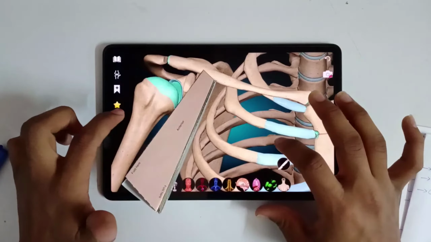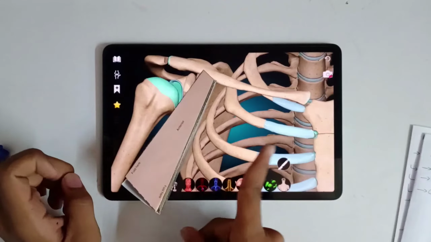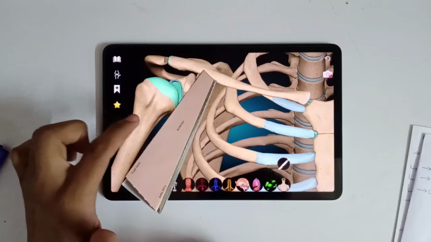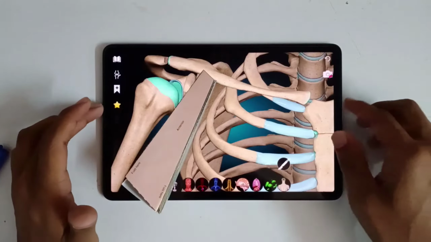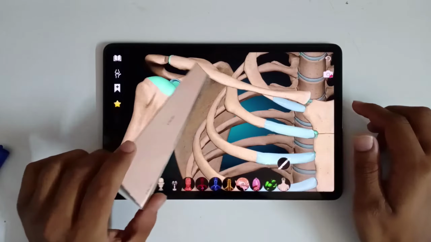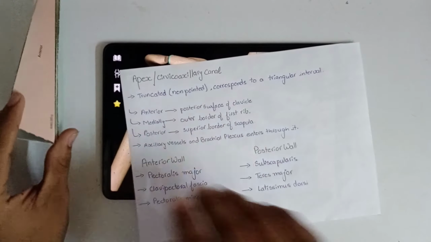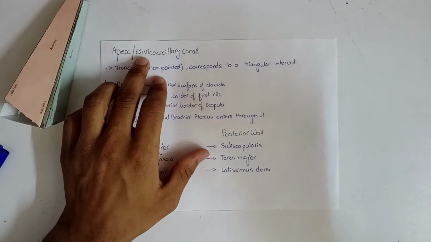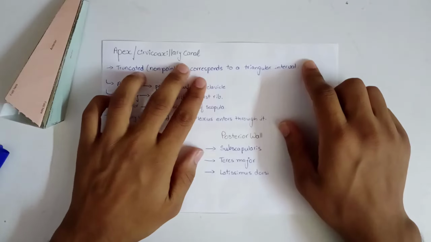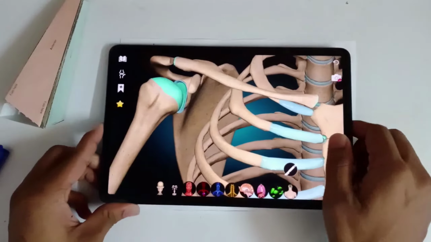Can you appreciate this? This side is anterior, this is medial, this is lateral, and behind is posterior. Going through the first one, the apex. Many students get confused about the apex. The apex also forms the cervico-axillary canal. What is the cervico-axillary canal? Let me show you again.